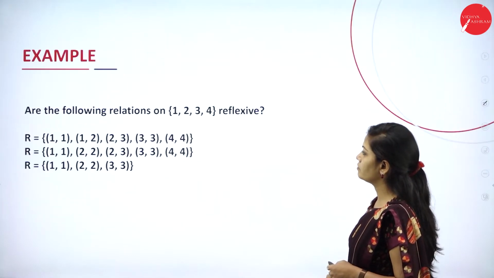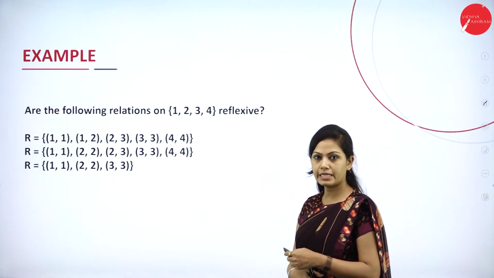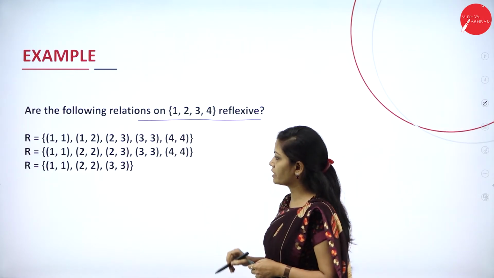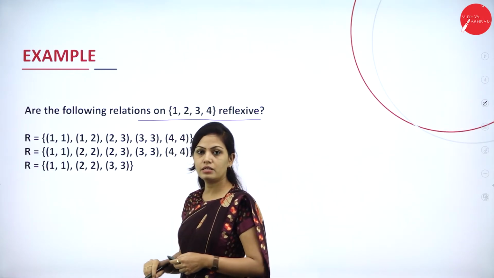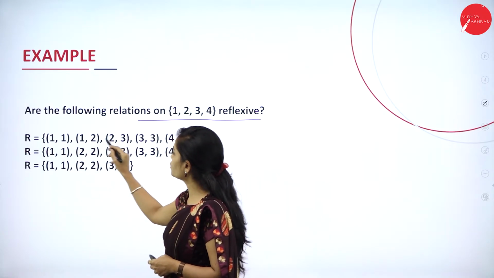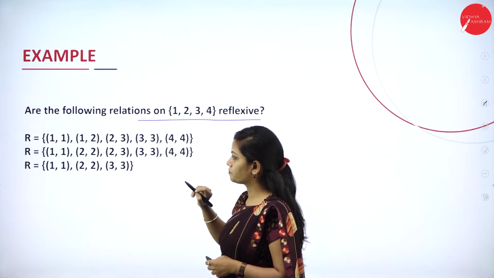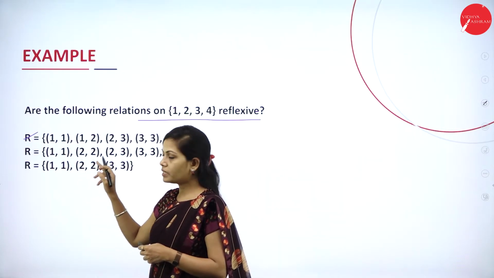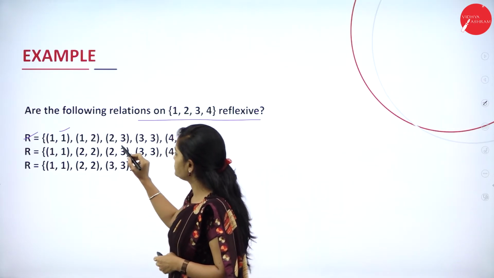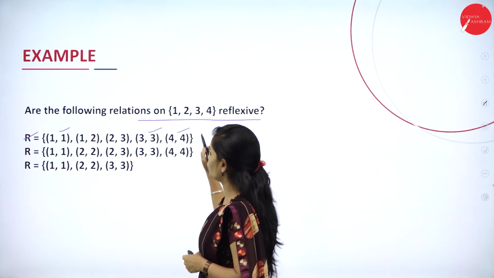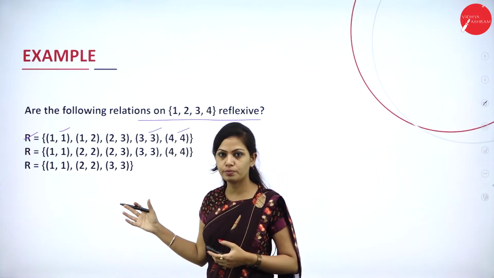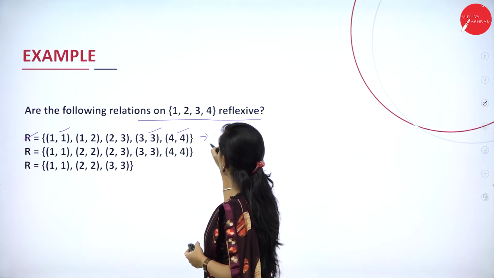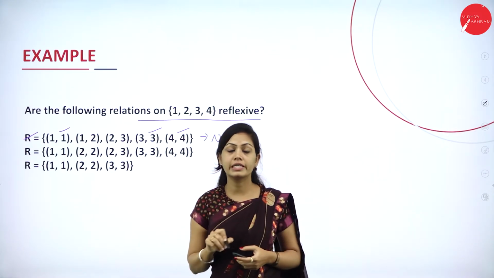And the next example: are the following relations on {1, 2, 3, 4} reflexive? First we'll check the relation {(1,1), (1,2), (2,3), (3,3), (4,4)}. In the first relation, I have (1,1), (3,3) and (4,4). But where is (2,2)? (2,2) is not there in your first relation. So it is not a reflexive relation.